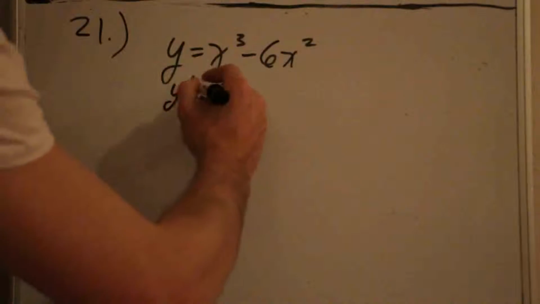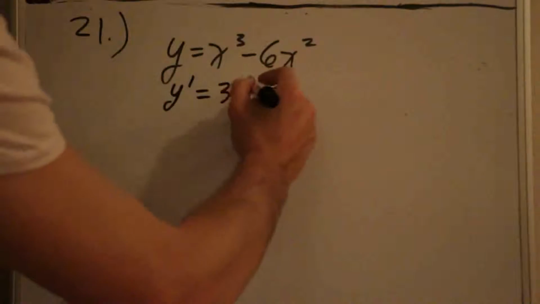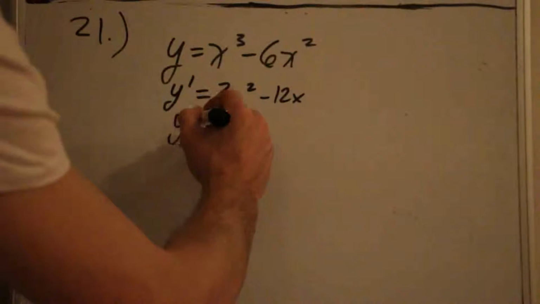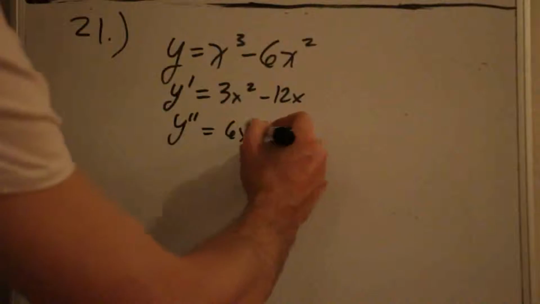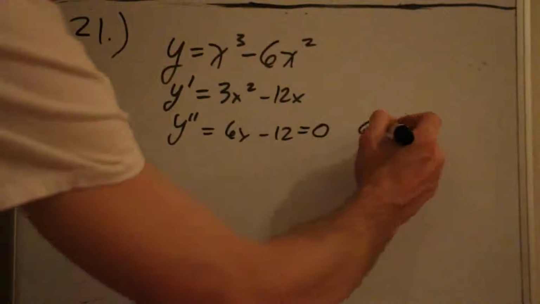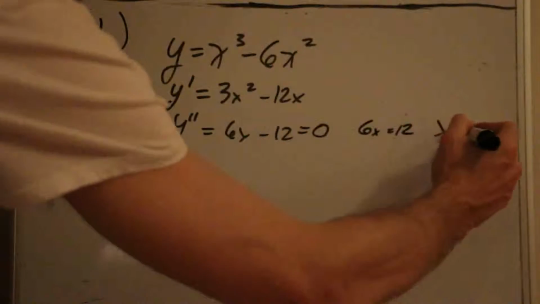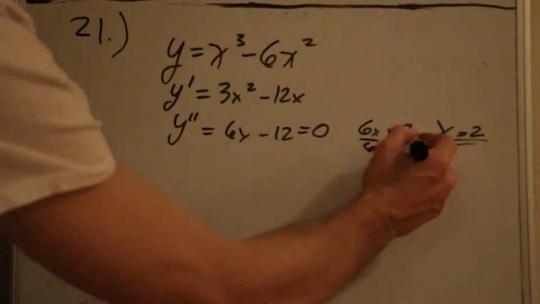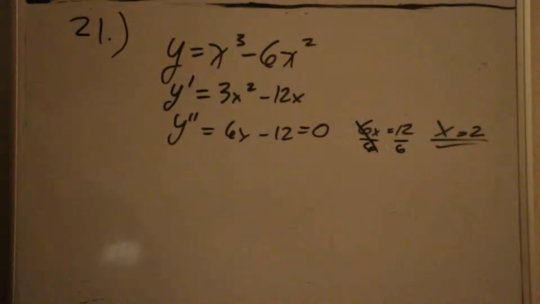Take the second derivative. The first derivative is 3x squared minus 12x. The second derivative is y double prime equals 6x minus 12. To find the inflection point, I set this equal to 0. I get 6x equals 12, or x equals 2, by dividing both sides by 6. So I found my inflection point.